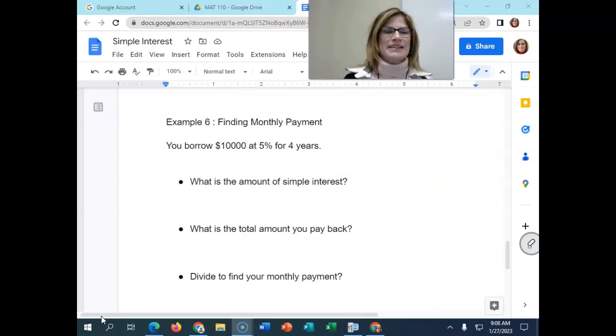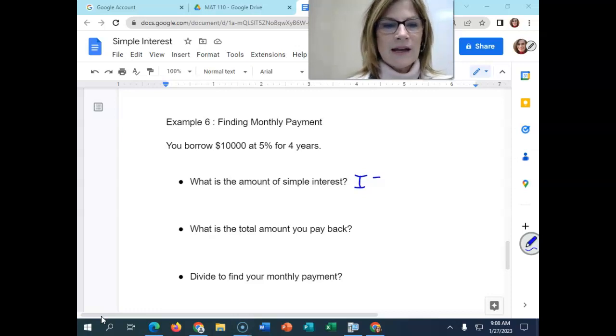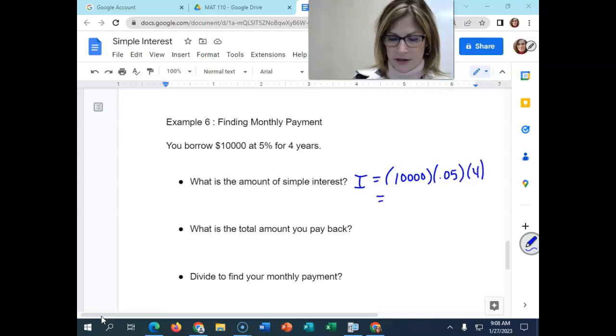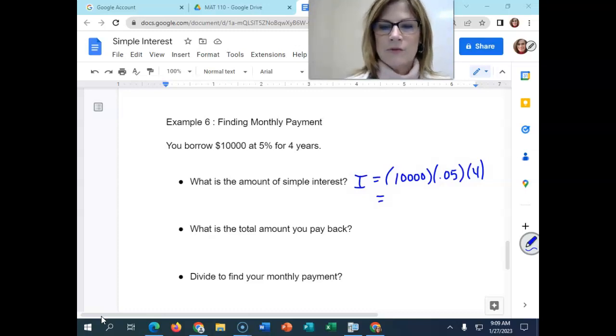Last one, I promise. Okay, this time we're going to find monthly payments. If we borrow $10,000 at 5% for 4 years, we'll first of all find the amount of simple interest. Okay, so I equals PRT, so that will give us our interest, 10,000 times 0.05 times 4, $2,000.